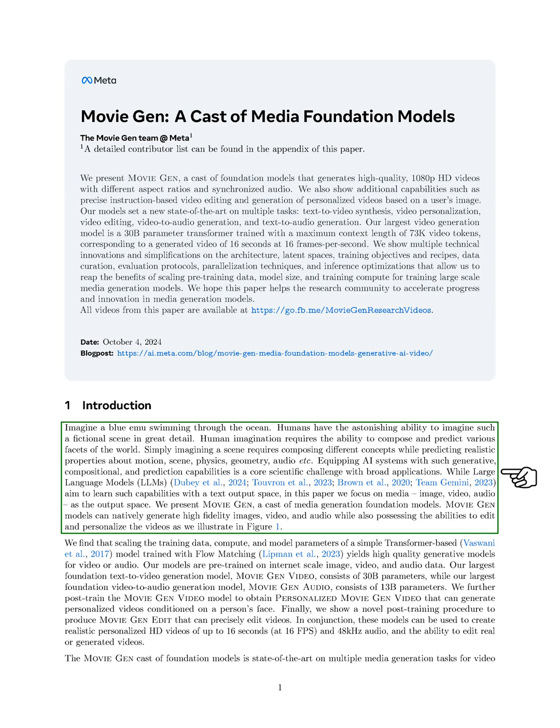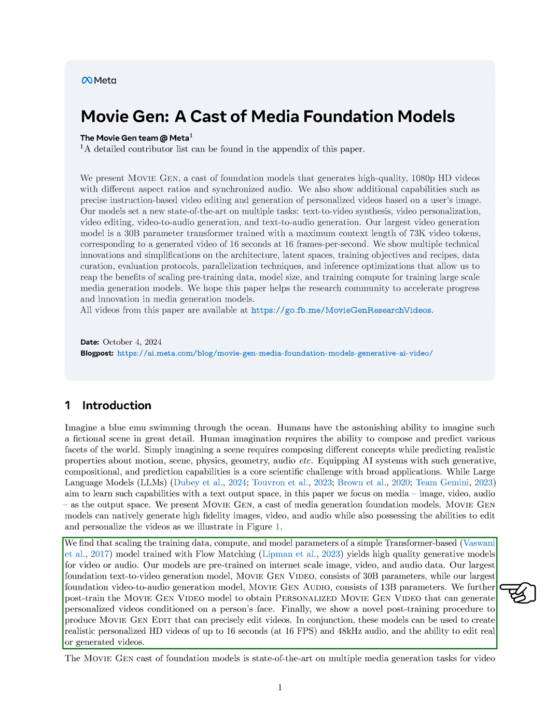We introduce MovieGen, a collection of foundational models for media generation. These models can create high-quality images, videos, and audio, and they can also personalize videos based on user input. For instance, MovieGen can generate videos from text prompts, align videos with characters from reference images, and produce videos with synchronized audio. We have found that by increasing the training data, computational resources, and model parameters of a simple transformer-based model trained with flow matching, we can achieve high-quality generative models for video and audio.